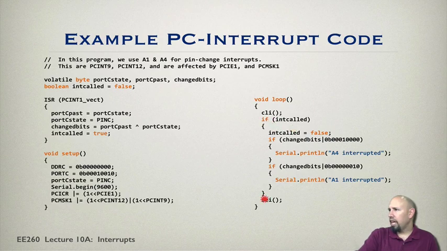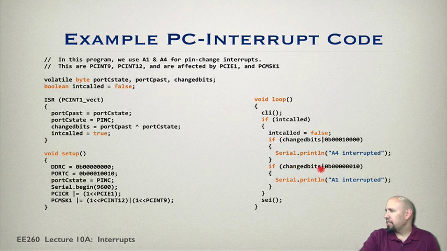Okay, so if that's the case, then I have this loop going on here. The first thing I do is set int call to be false, so that I don't accidentally just keep doing this loop. Then I check to see, is the bit associated with A4 changed? Changed bits ORed with this number gives a 1 if that number is... I need to do an AND, don't I? That needs to be an AND. If changed bits AND this is equal to 1, then A4 is interrupted.